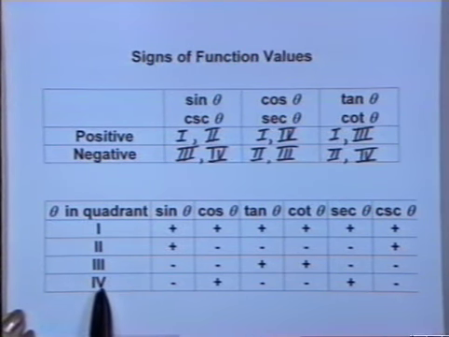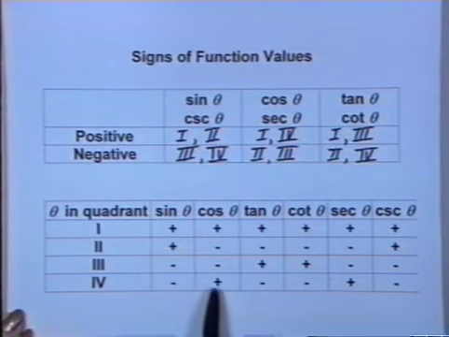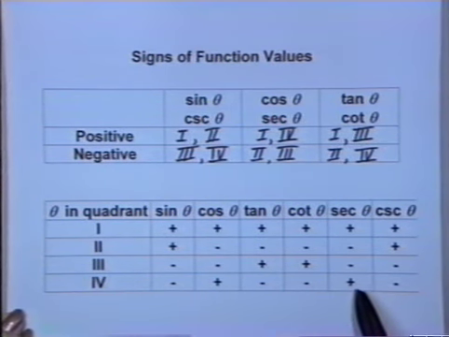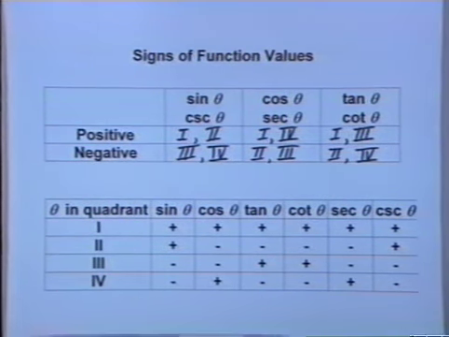For an angle whose terminal side's in the fourth quadrant, the sine will be negative, the cosine positive, the tangent negative, the cotangent negative, the secant positive, and the cosecant negative.